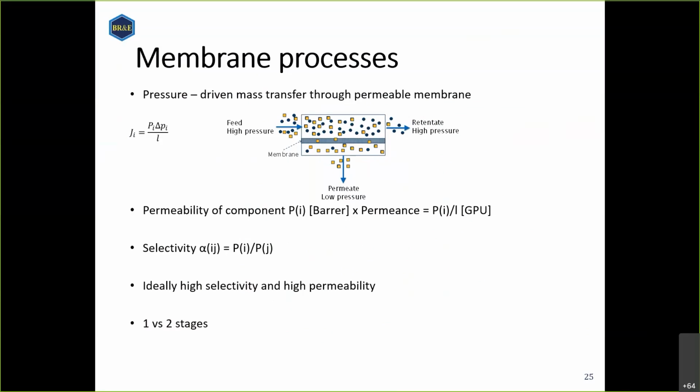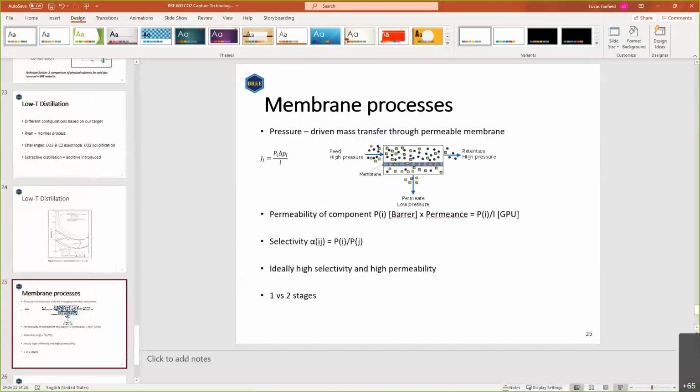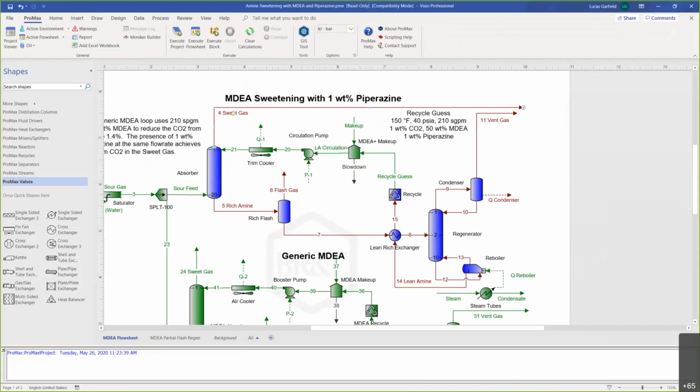And this is going to give us a low pressure CO2 product, but it's going to work quite well. And if you compare this to the Ryan Holmes process that we just looked at, membranes have a big advantage of having a tiny footprint. The footprint is going to be much smaller than for a process where you have 3 big distillation columns, the reboilers and all that. So let's take a look at what membranes would look like in ProMax.